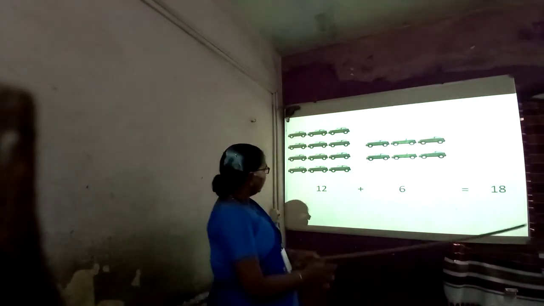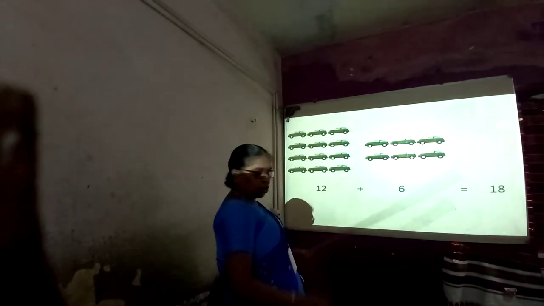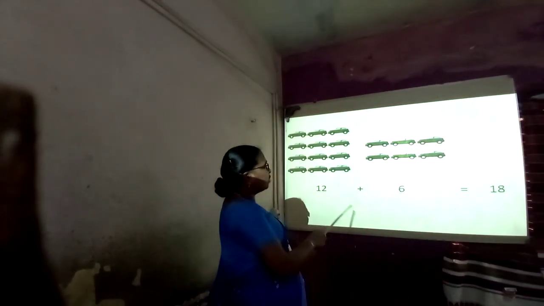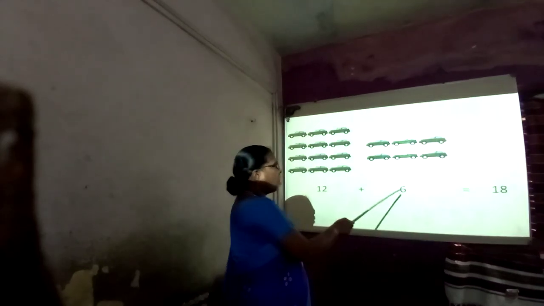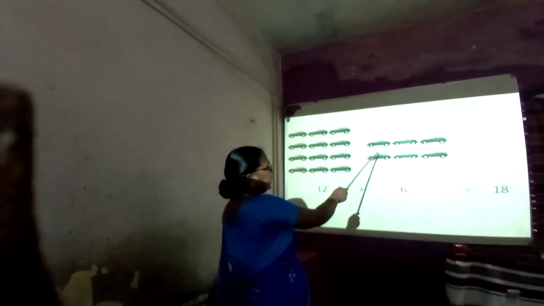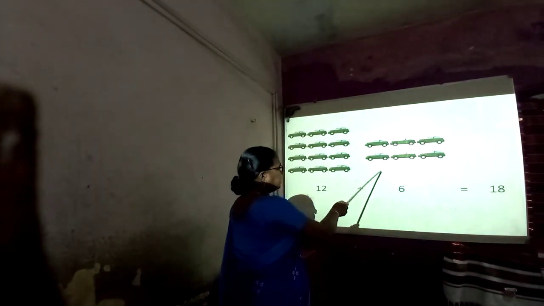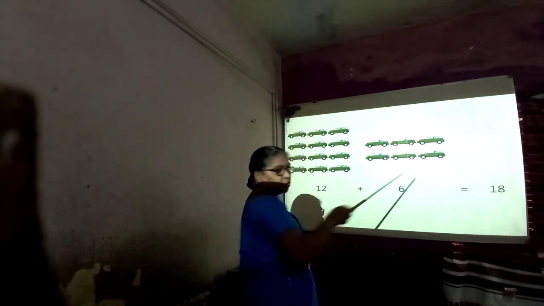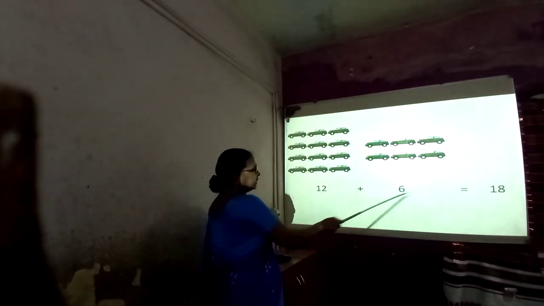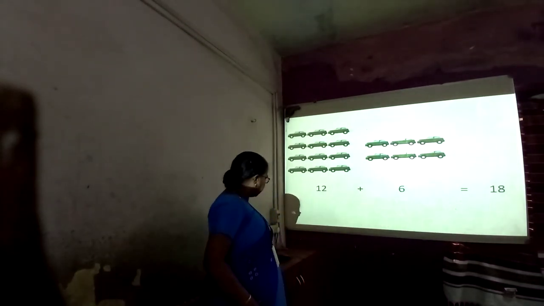What did we do here? 12 cars. So we have counted forward to get the total. With this 12, we have counted forward numbers. How many forward numbers have we counted? 6. After 12, 13, 14, 15, 16, 17, 18. So total we have 18 cars. 12 plus 6 is equal to 18.